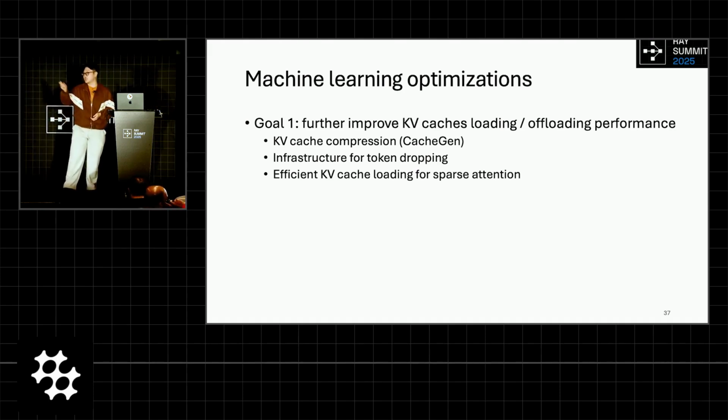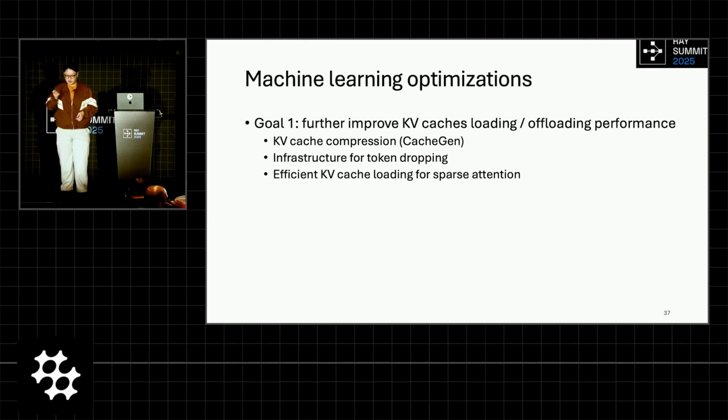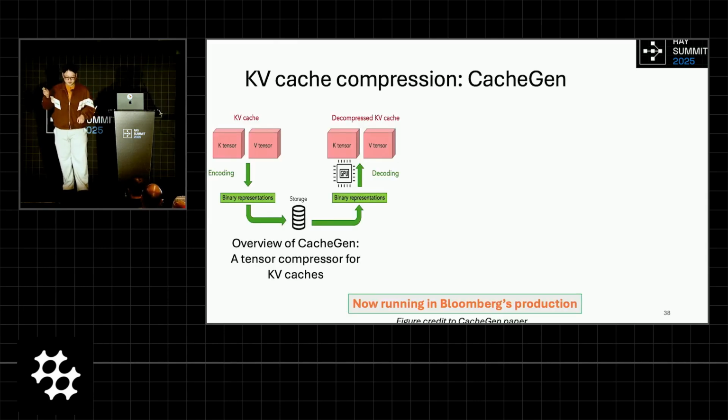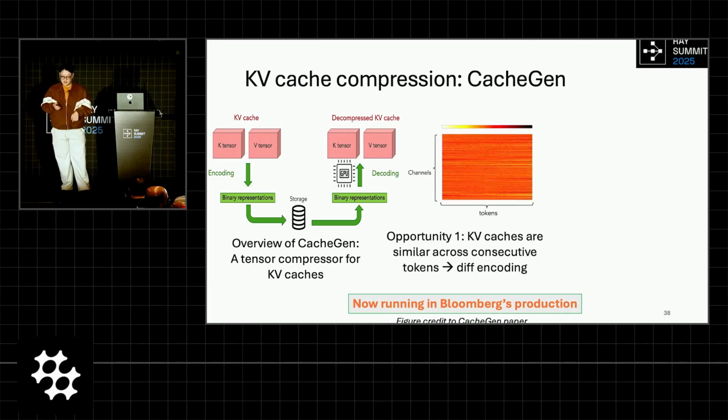So first, we have KV cache compression, CacheGen, which is already deployed in production. Second will be the infrastructure for token dropping. And the third will be efficient KV cache loading for sparse attention. The first one is KV cache compression. At a high level, it serves as a SERDE, basically a serializer and deserializer for KV cache. And we achieve significant compression because there's continuity of KV cache between tokens.